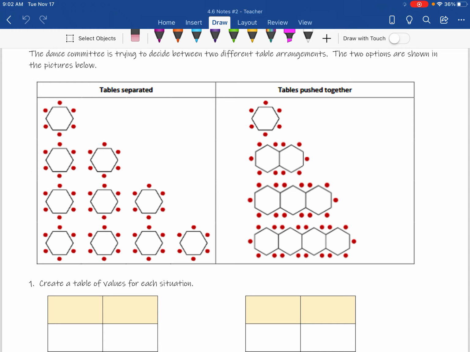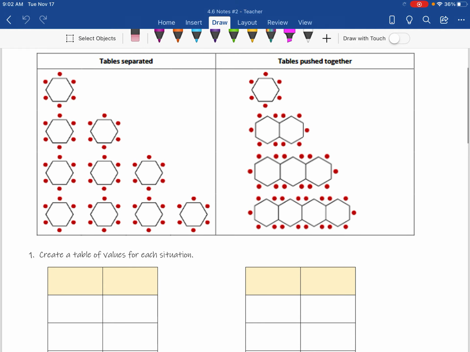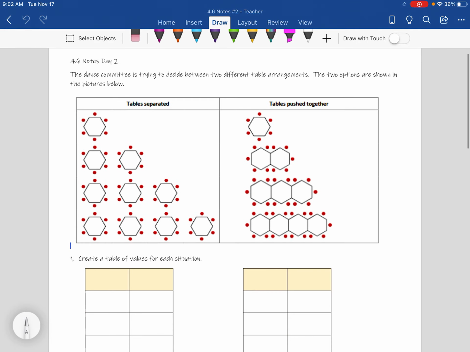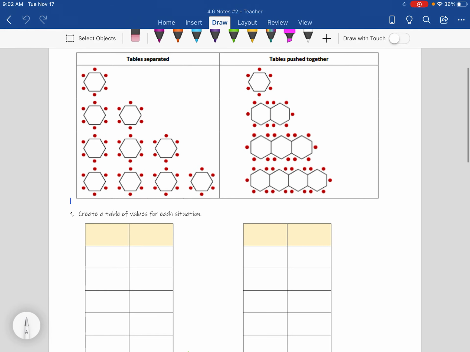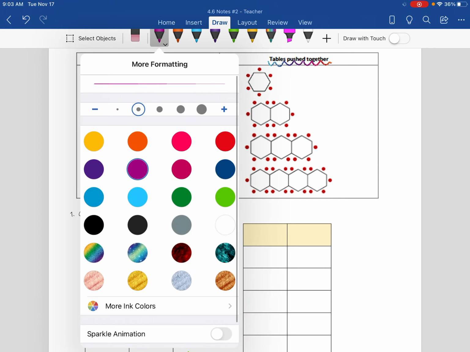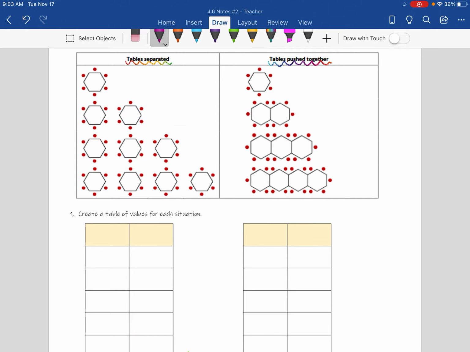Okay, so today we are going to be looking at that dance situation again, and we have two different table arrangements that we're going to be looking at. Both of these are hexagonal shaped tables, but the first situation has the tables separated, and the second one has them pushed together. So that's going to give us a little bit different set of data for each situation.